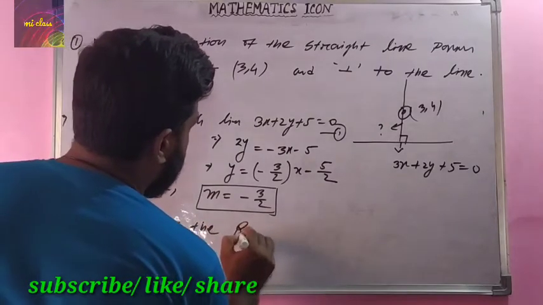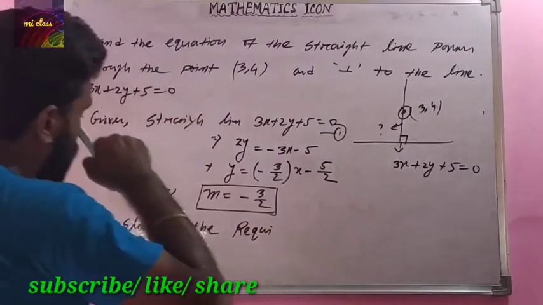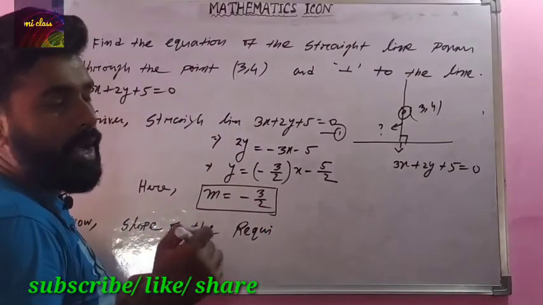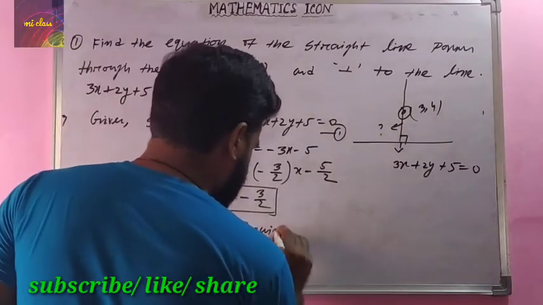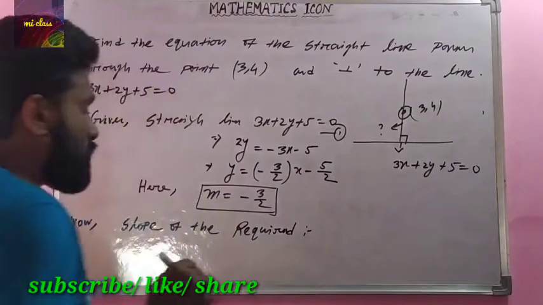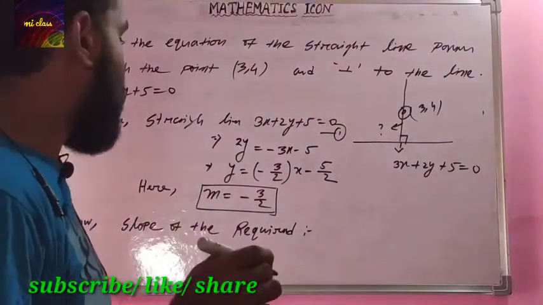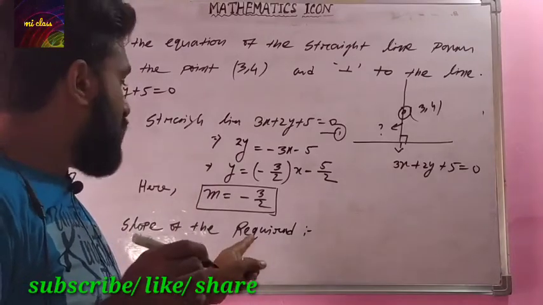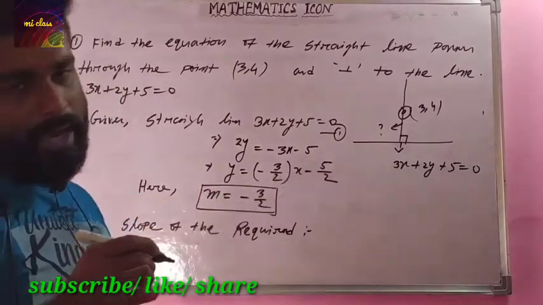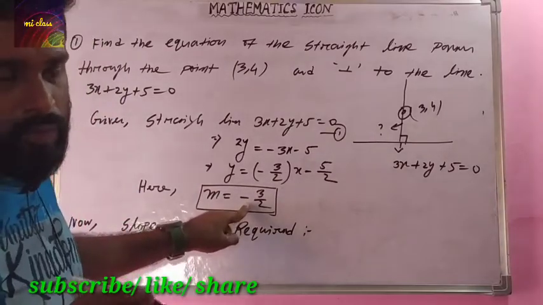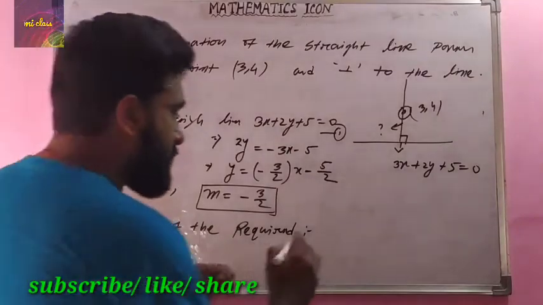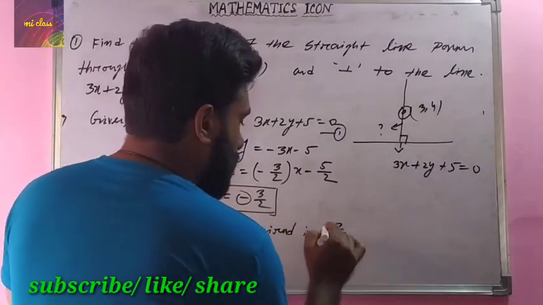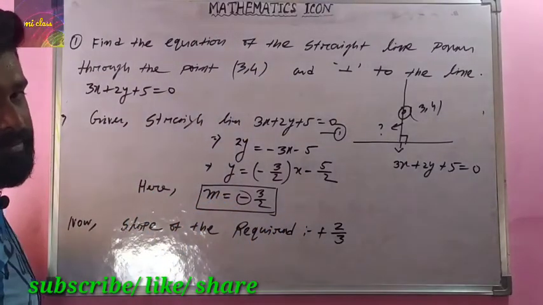Slope of the required line, that means the line which is going to be found, is perpendicular to the given line. That means m1 m2 equals minus 1. I think I told you about the direct formula. Directly you can get the slope of the required line. So if the required line is perpendicular to this given line and this line's slope is minus 3 by 2, then what will be the slope of the required line? Just take the reciprocal. 3 by 2 reciprocal means 2 by 3, and the minus sign will be the plus sign.